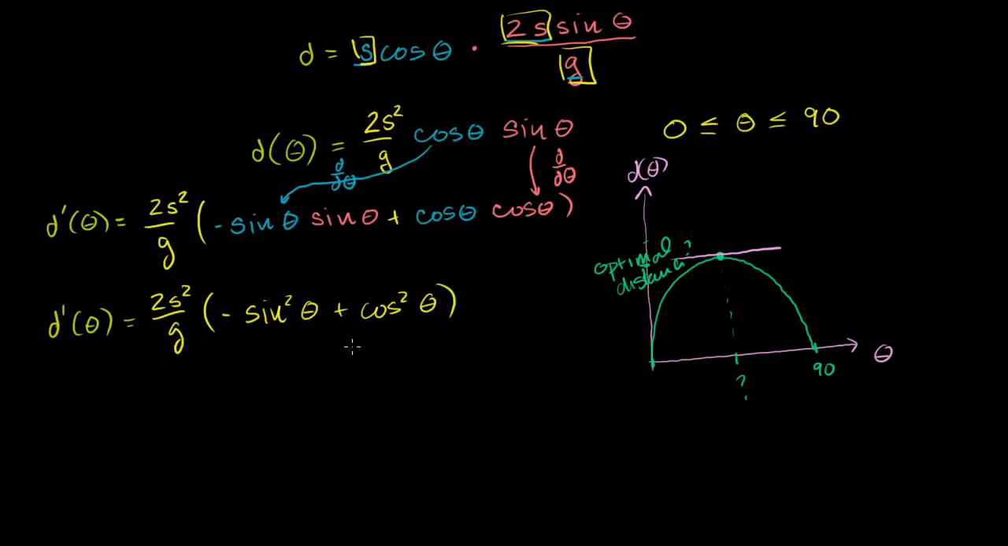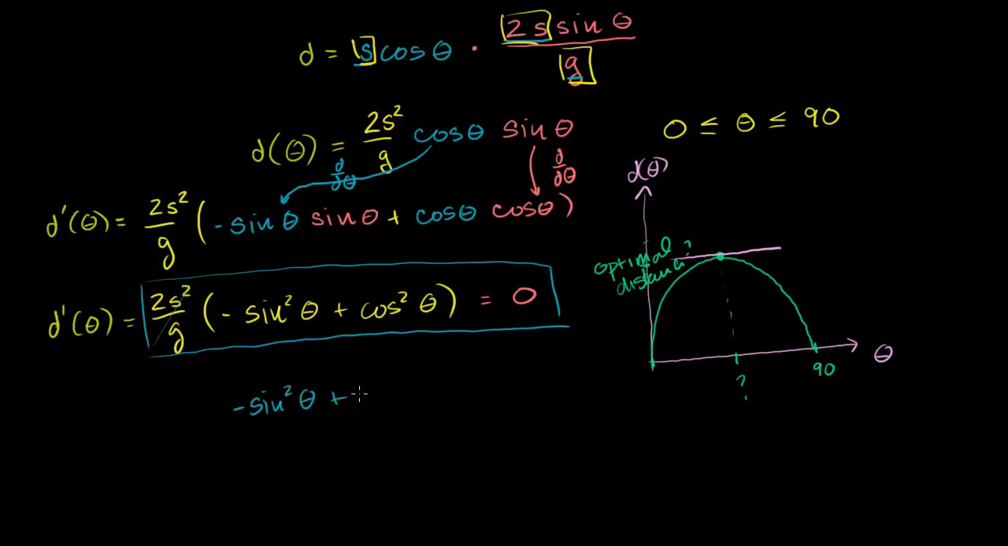Now, what we just said is we want to figure out the angle at which this derivative, or the instantaneous slope, is 0. So let's set this thing equal to 0. So we just have to solve for theta now. The first thing I do to solve for theta is just divide both sides by 2s squared over g. If you divide the left-hand side by that, it cancels out with 2s squared over g. And if you divide 0 by that, assuming that this isn't 0, which it shouldn't be, then you'll still get 0. So this equation simplifies to, I'll write it in blue, negative sine squared of theta plus cosine squared of theta is equal to 0.